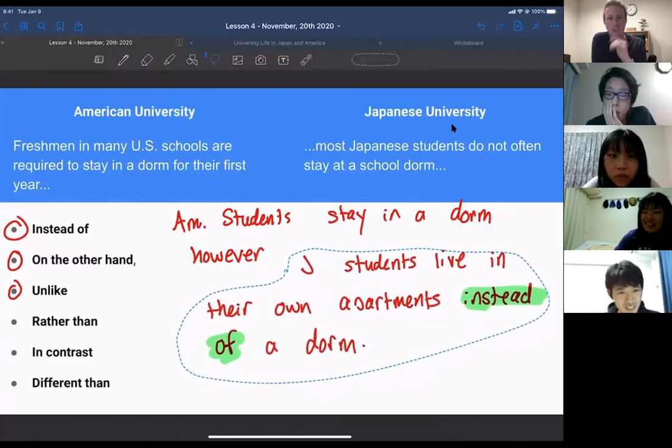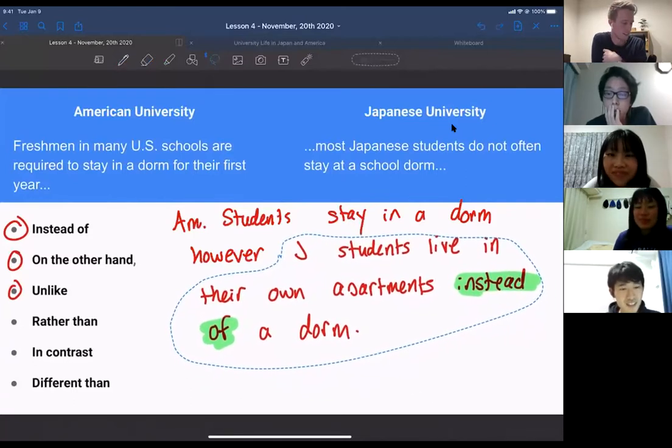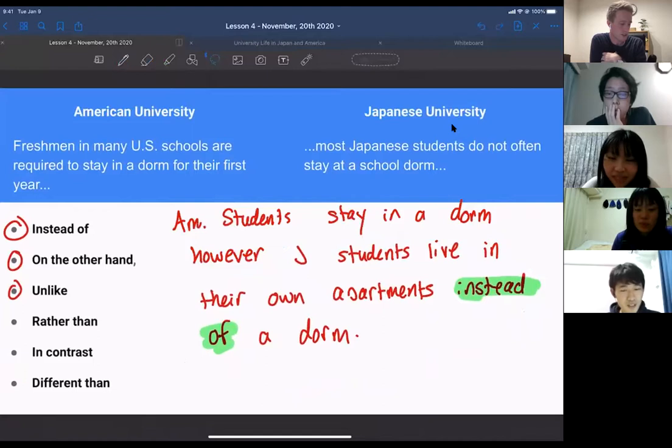Like grammatically. It's very good. So Japanese students live in their own apartments instead of a dorm, or instead of living in a dorm, staying in a dorm. Perfect. Instead of, on the other hand, unlike.